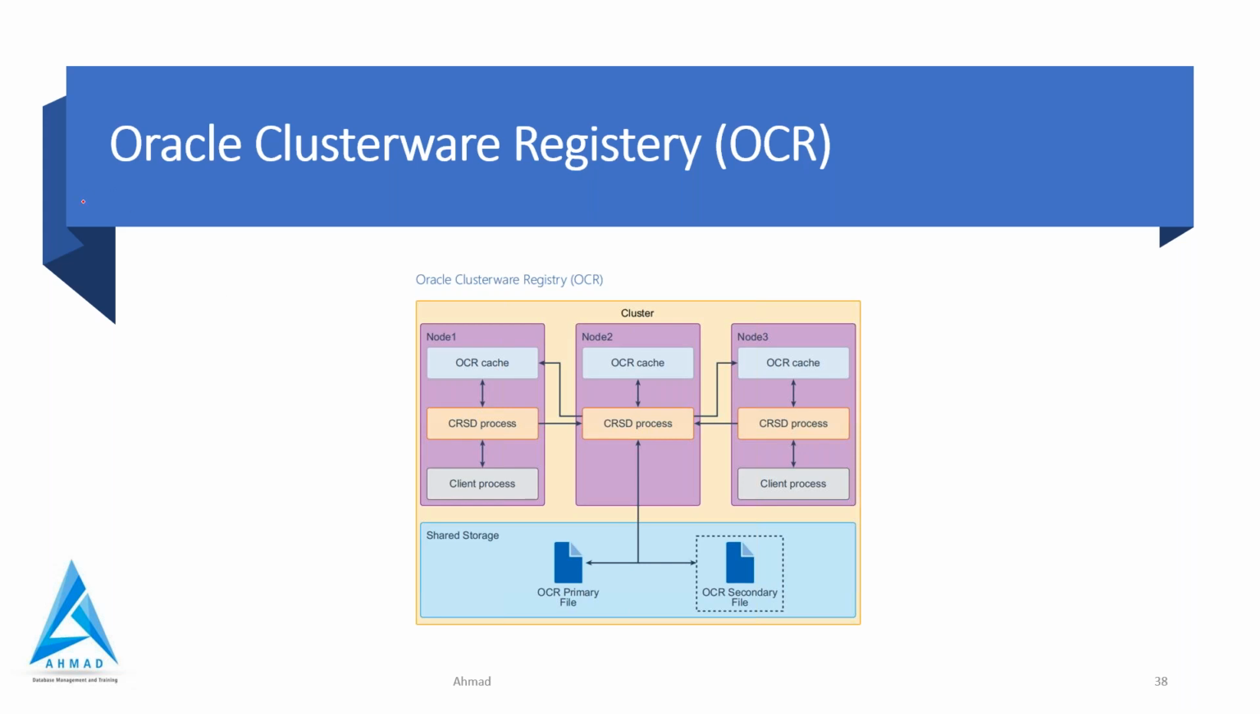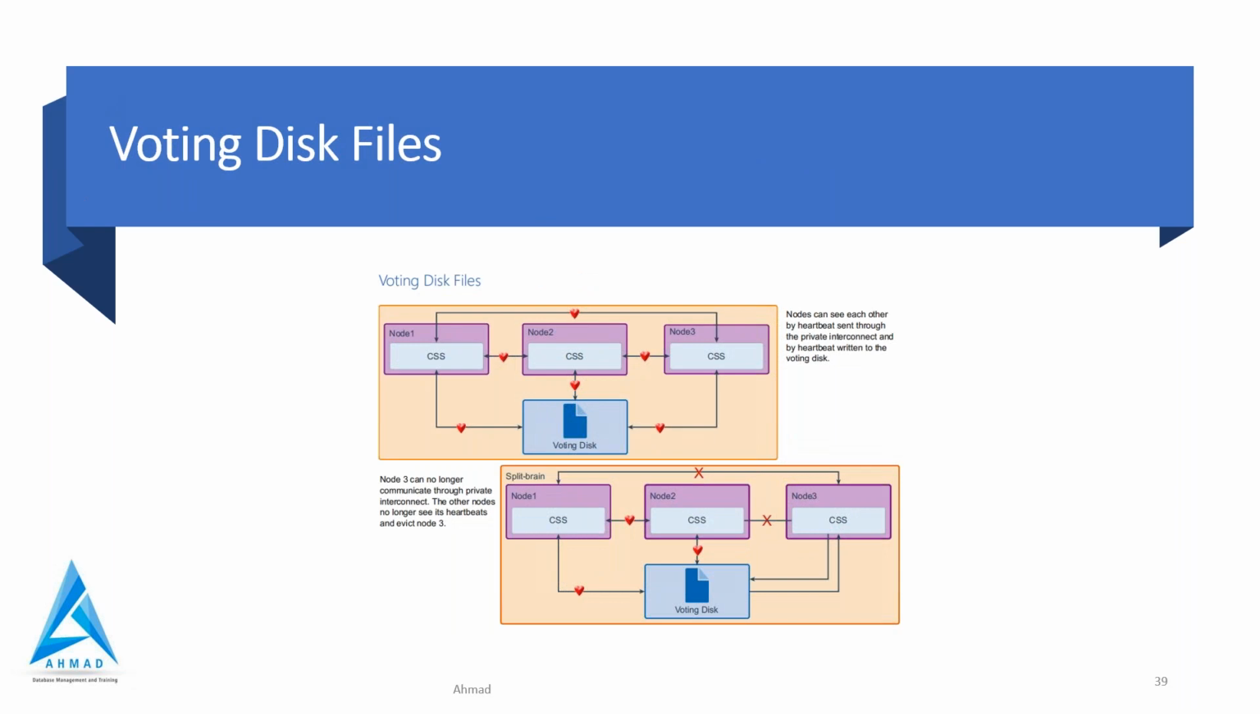Now voting disk. As you can see, the voting disk basically checks the heartbeats between the nodes and the voting disk. So if any node miscommunication happens, then that node will be kicked out. So how will it be? CSSD is the service which actually determines which nodes in the cluster are available and provides cluster group membership and simple locking services to other processes.